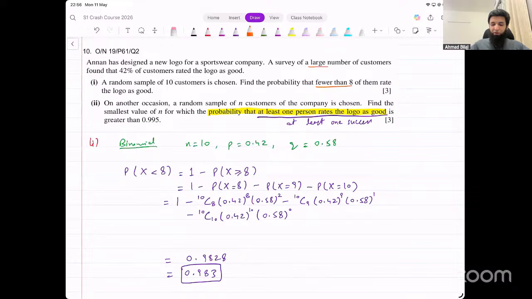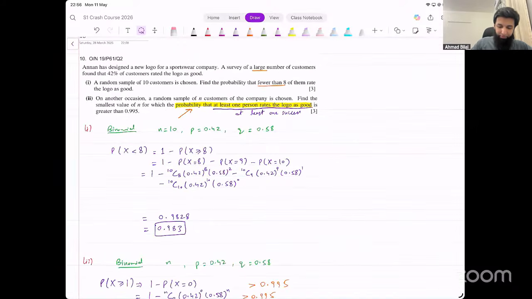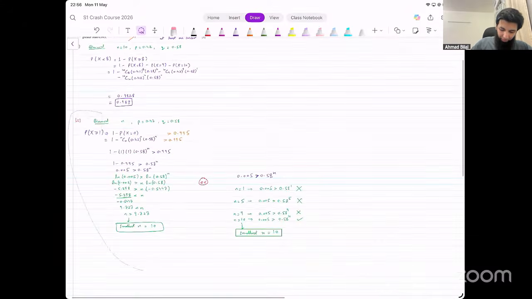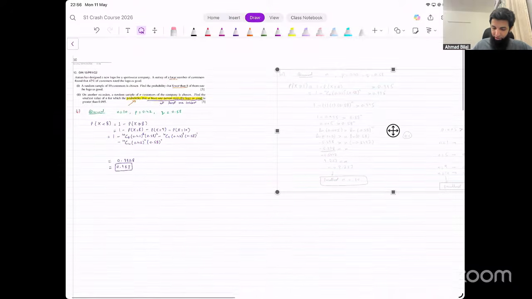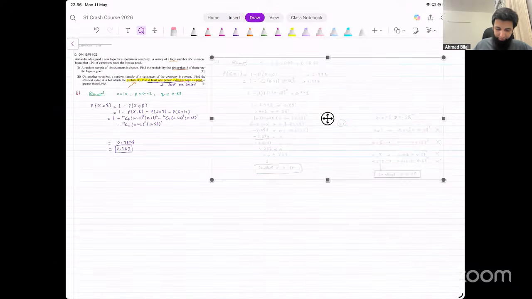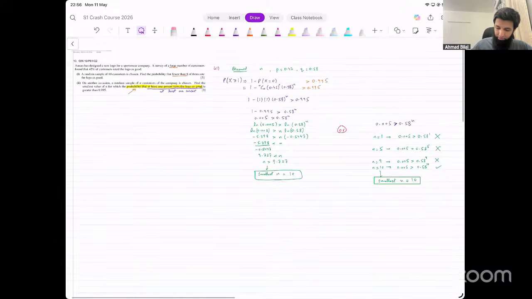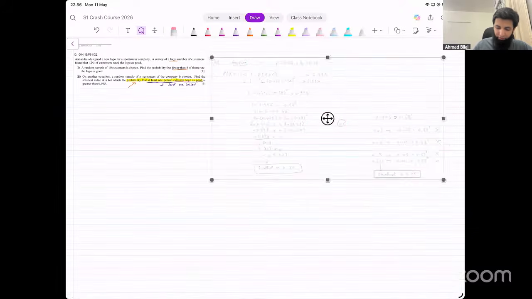First of all, focus on the probability that they're talking about. The probability that at least one person rates the logo as good. Now what I'll do is I'll just copy that working here maybe. So we can just focus on that. Okay, just focus on the second part of this.